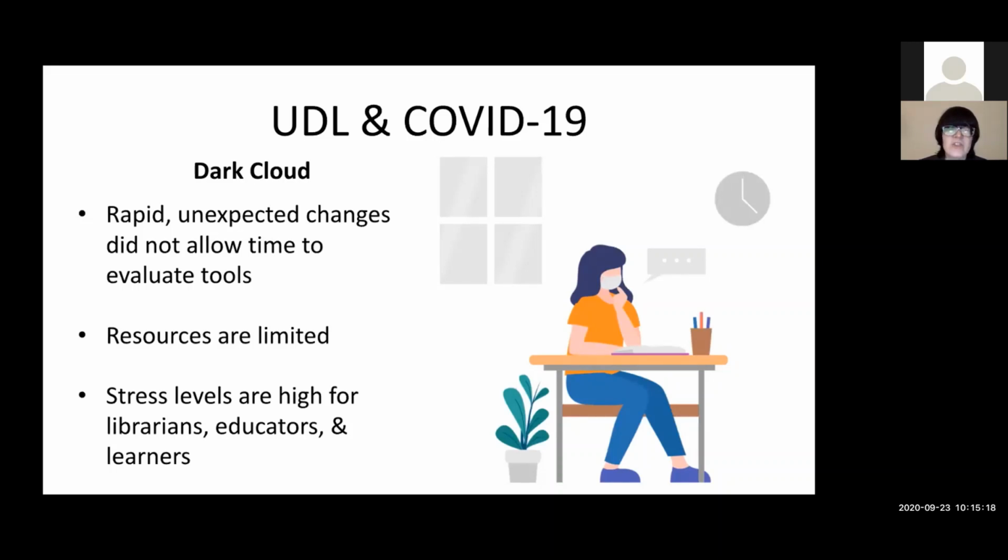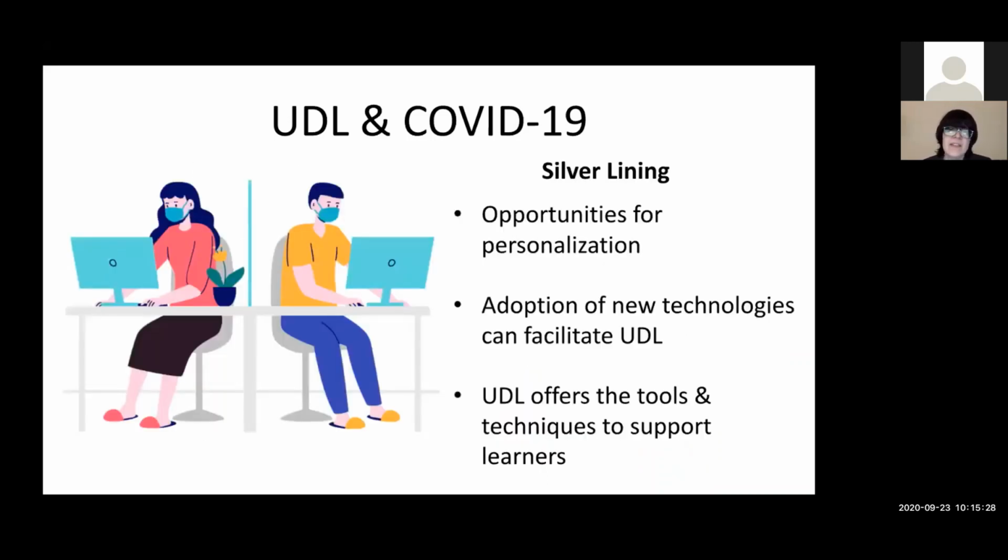And stress levels are high, which I think it's very important to realize. For librarians, educators, and learners, it is a time where it's difficult to switch to new options. Having said that, there are silver linings. At its core, Universal Design and Universal Design for Learning both really prioritize trying to help learners, and users generally, to personalize their opportunities to best fit their needs. And there are a lot of opportunities for personalization in our current system.